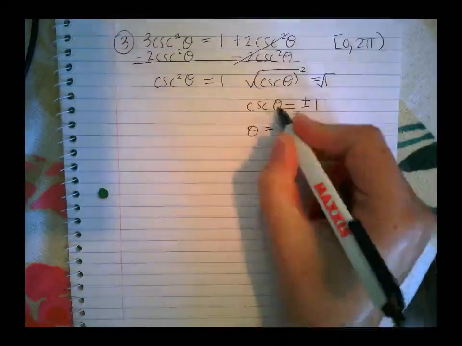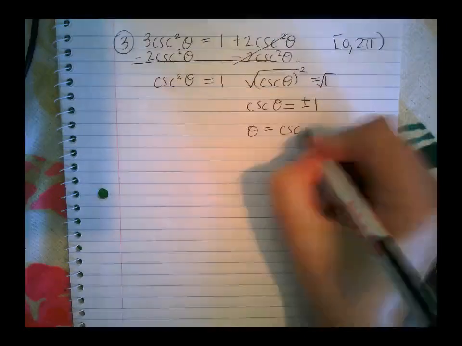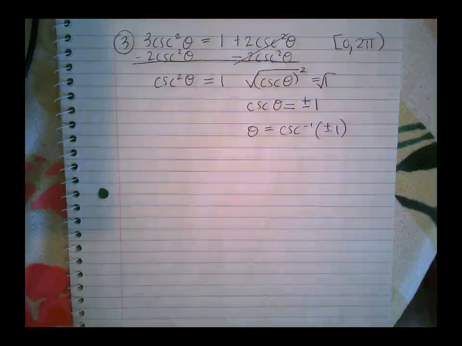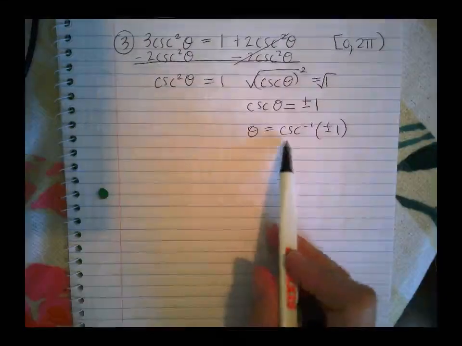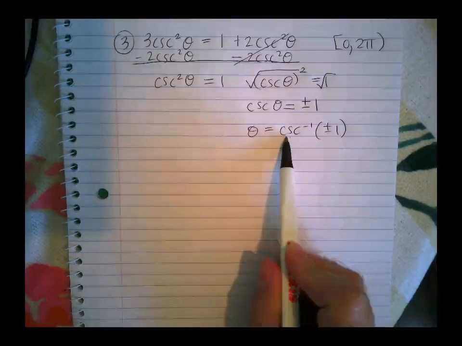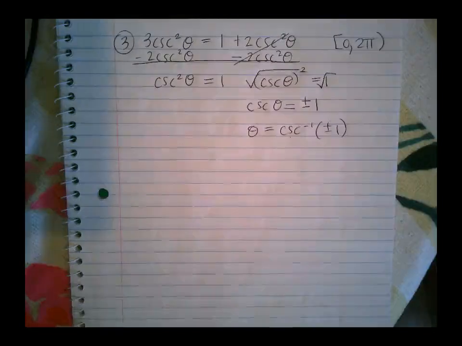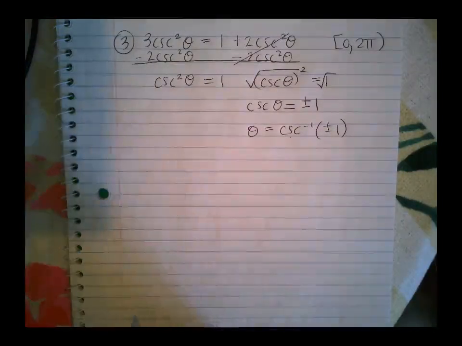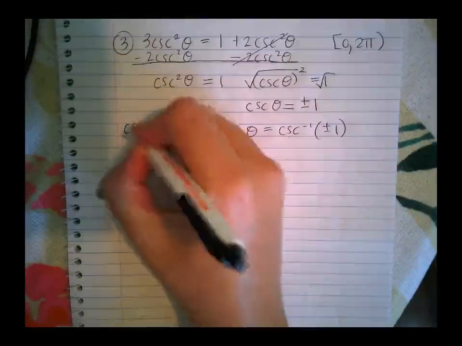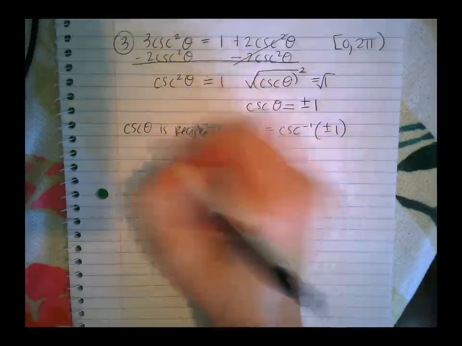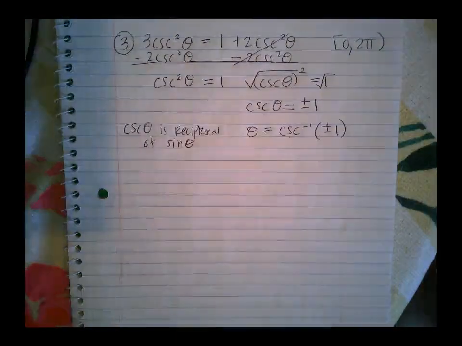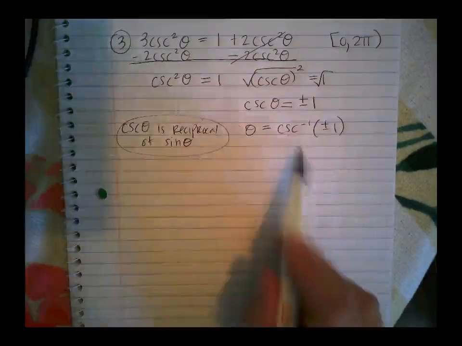We say theta then is going to be the inverse cosecant of positive or negative 1. So far, everything's the same. The problem is cosecant isn't one of the coordinates. It's a reciprocal of the coordinate. Specifically, it's the reciprocal of sine. The cosecant is the reciprocal of the sine of theta. And that's important because I can rely on this piece of information to help me solve this problem.